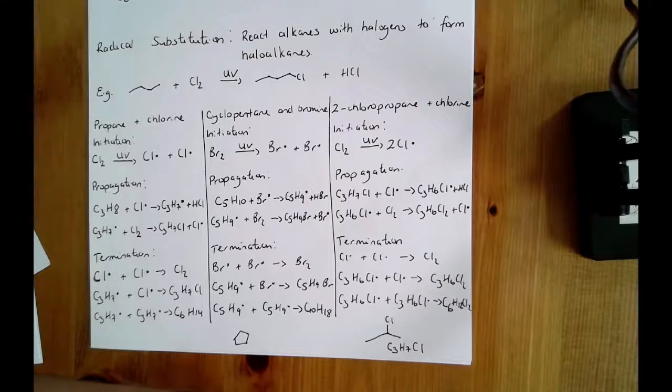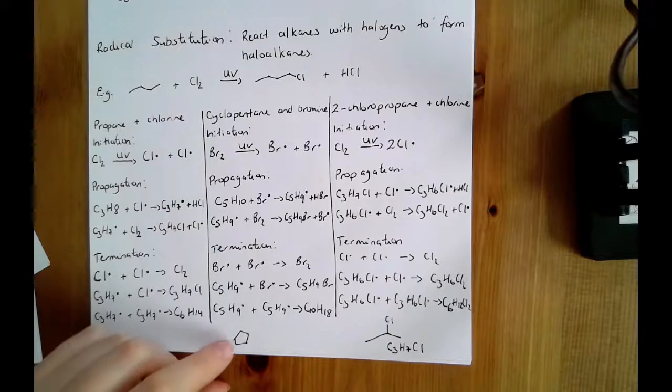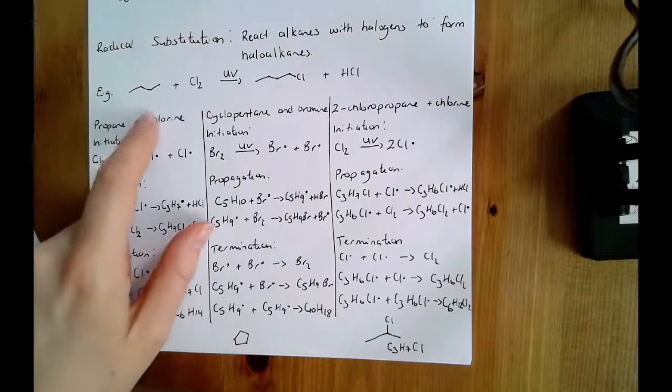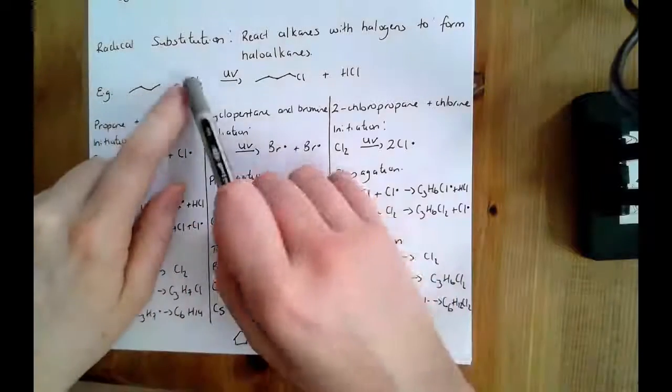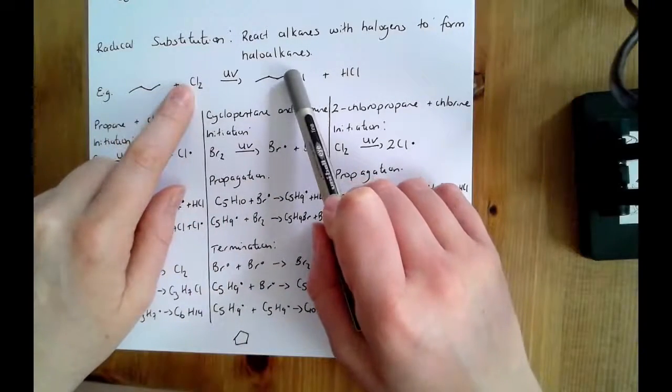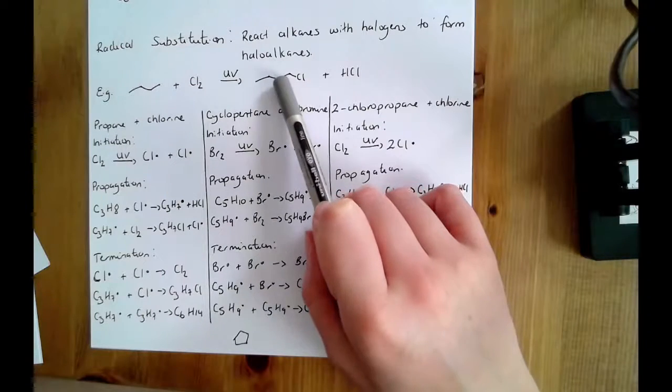The only other thing that they ask you on this is they can ask you for a limitation of the method. A limitation is that you can't control where the substitution takes place. So you could end up with, if I look here at my butane, when I drew this out in full, I put the chlorine here on the last carbon, but it could easily go here on the second carbon.